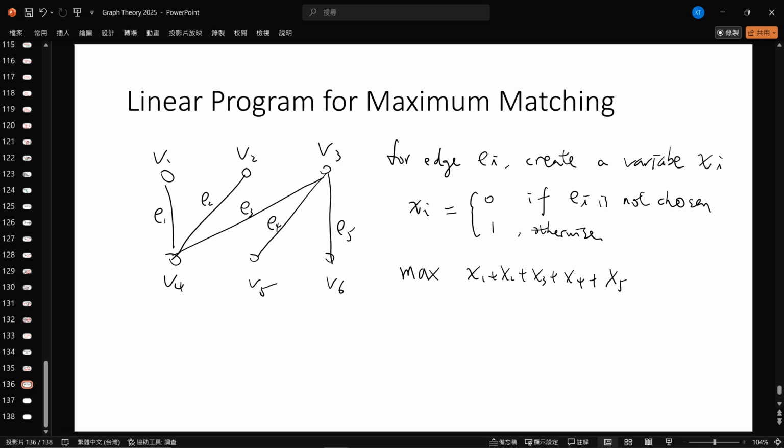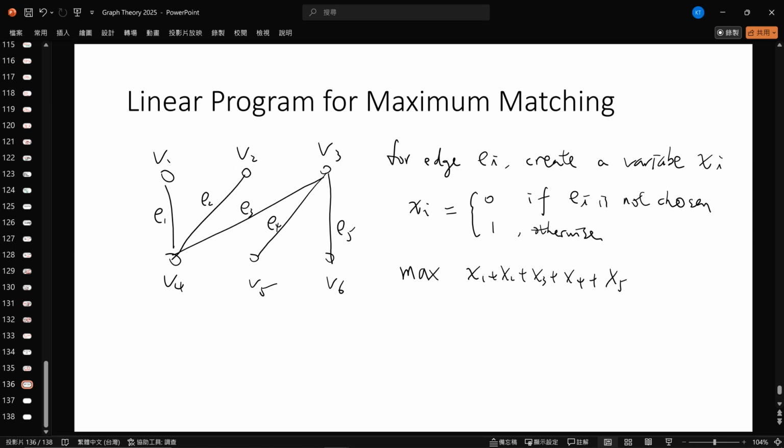objective function will be just to compute the sum. Take the sum of all these variables. If, for example, this sum is 3, then this means 3 edges are chosen. And we want to maximize this sum. By maximizing this sum, we can maximize the number of edges that we choose in our matching. All right, so this is the second step. So we have determined our objective function.